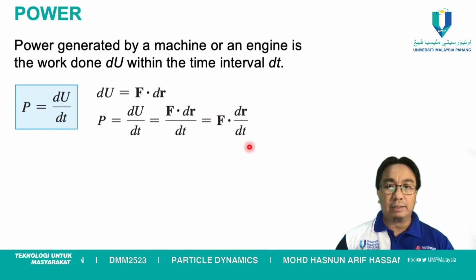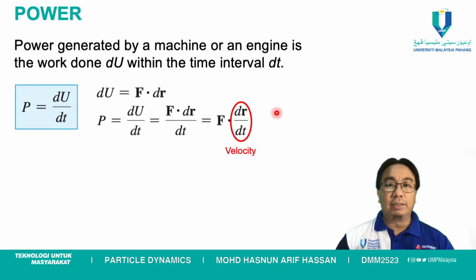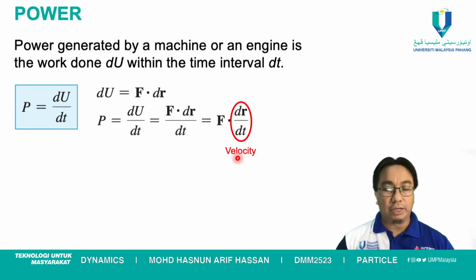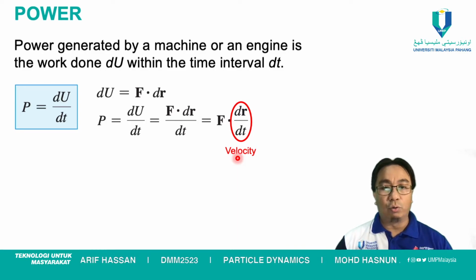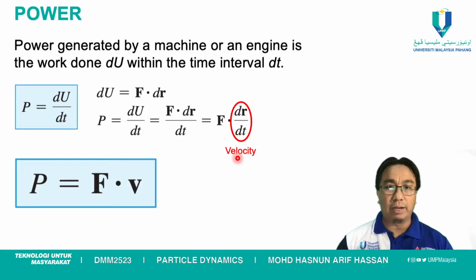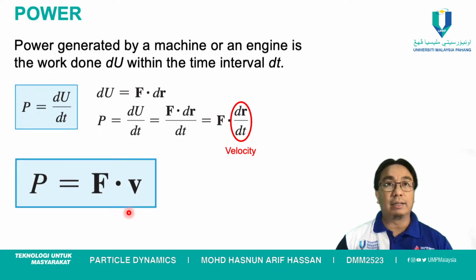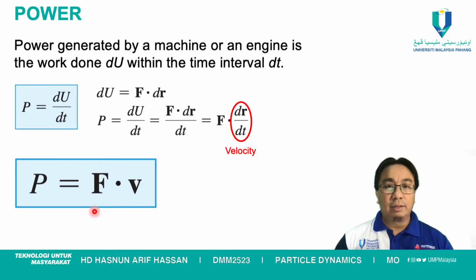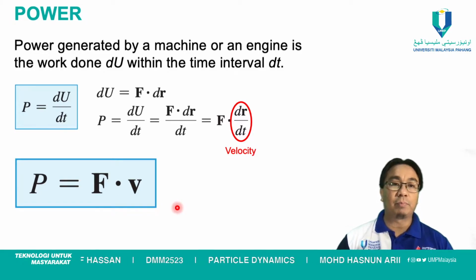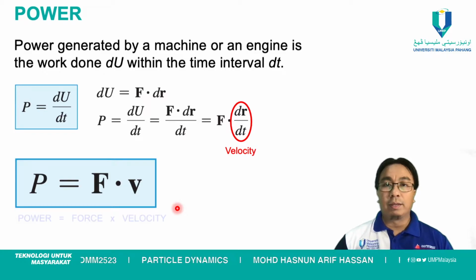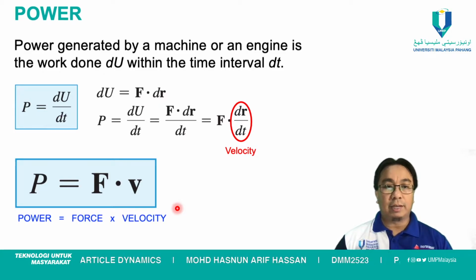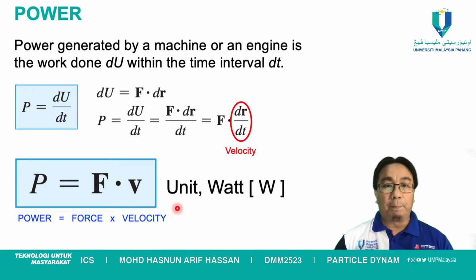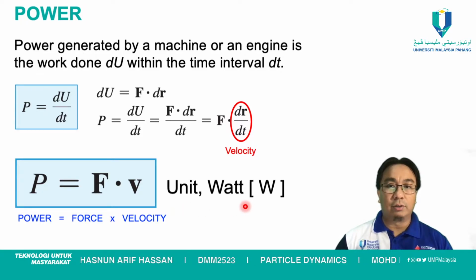Now notice, what is dr over dt here? dr over dt is basically the velocity, the change of displacement with respect to time, or the change of displacement over the change of time. So then we have the equation to calculate the power of a machine, which is P equals the force times the velocity. So basically power is force times velocity. And the unit for power is the watt, written with a capital W like this.